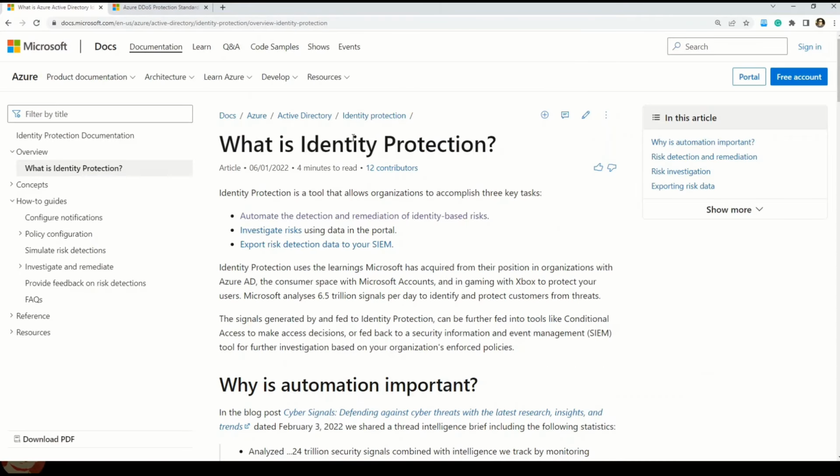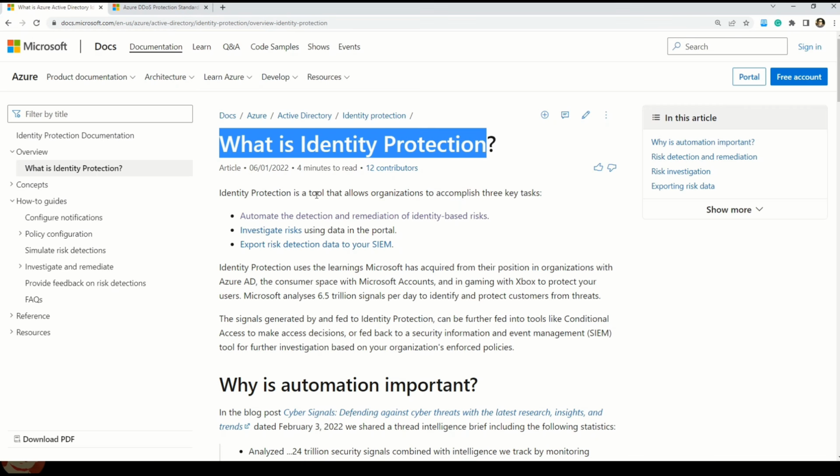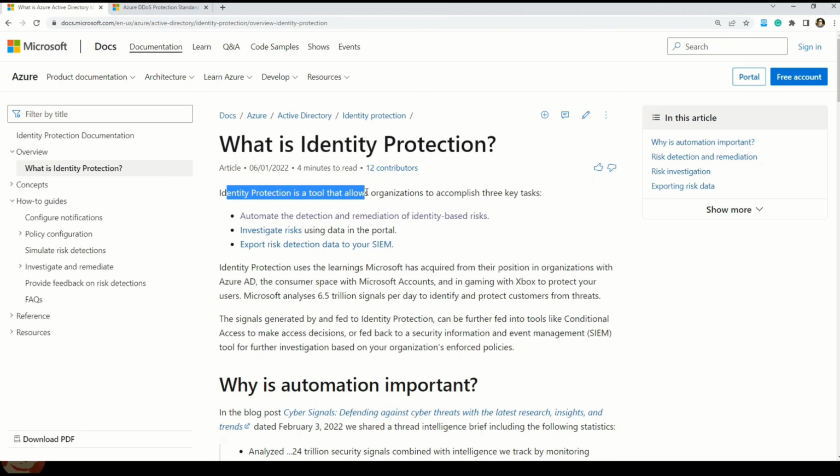So here is the Microsoft documentation that talks more on what is identity protection. You can read in the first line itself that identity protection is a tool that allows organizations to accomplish three key tasks. The three key tasks are automate the detection and remediation of identity-based risk, investigate risk using data in the portal, and the third key task is export risk detection data to your SIEM.